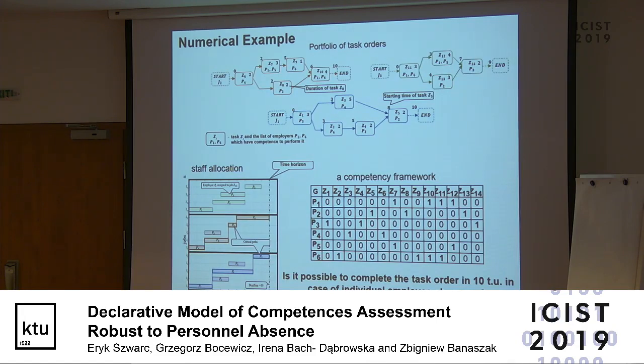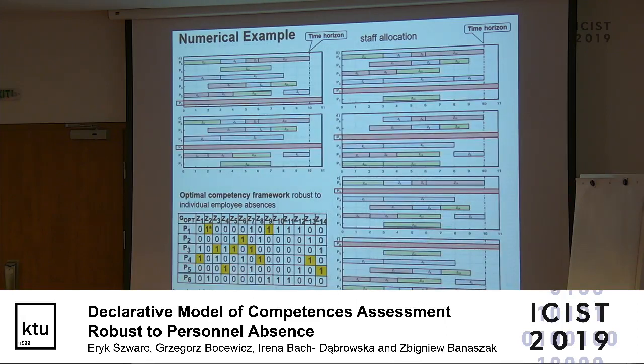We know that we make some calculations that it is not possible due to the short time. I will not show you this. However, I will show you the reverse question. We were finding the robust competency framework, and we obtain this type of optimal competency framework. The orange cells were changed from the value 0 to value 1, and in this type of competency framework we are robust to each individual employee absence. This type of competency framework is robust.